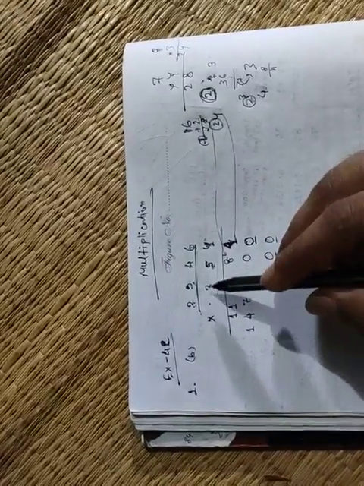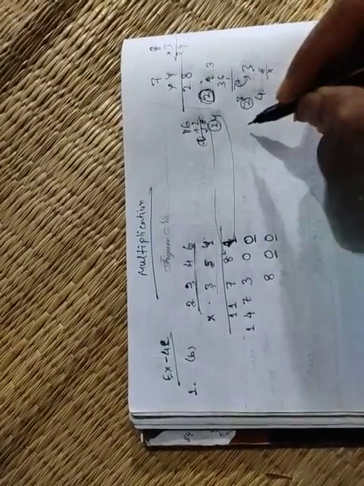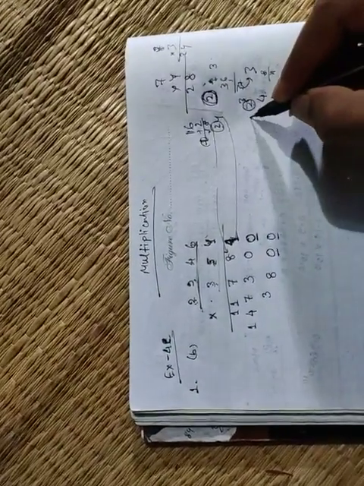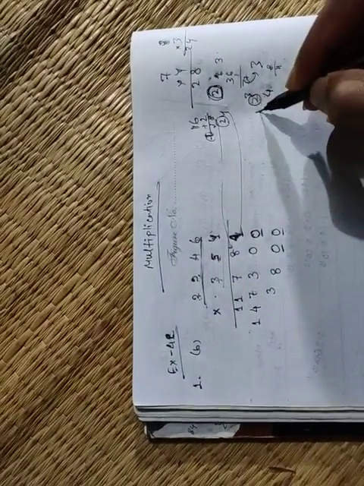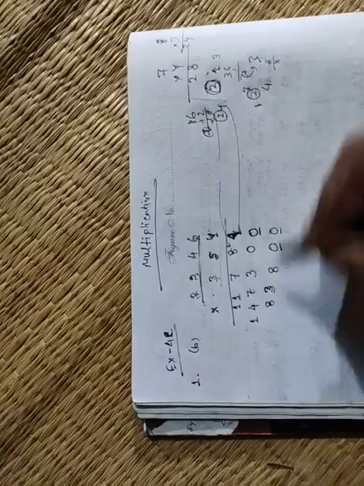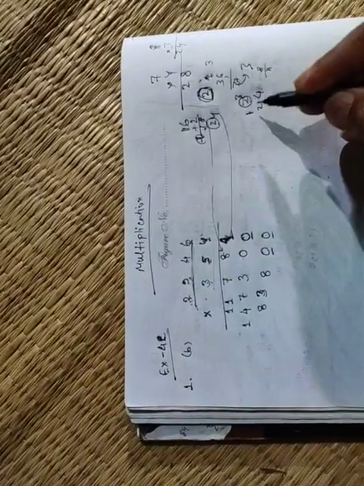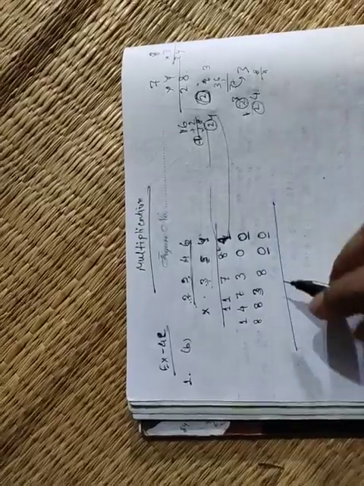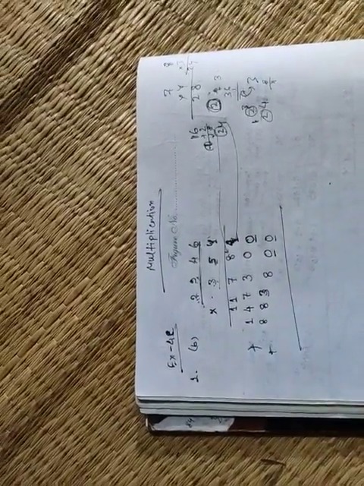Now do the multiplication. 3 6s are 18, 8 and 1 will be carry. 3 4s are 12, 1 is 13, 3 and 1 will be carry. 3 9s are 27, 1 is 28, 2 will be carry. 3 2s are 6, 2 is 8. So now we will do the addition.